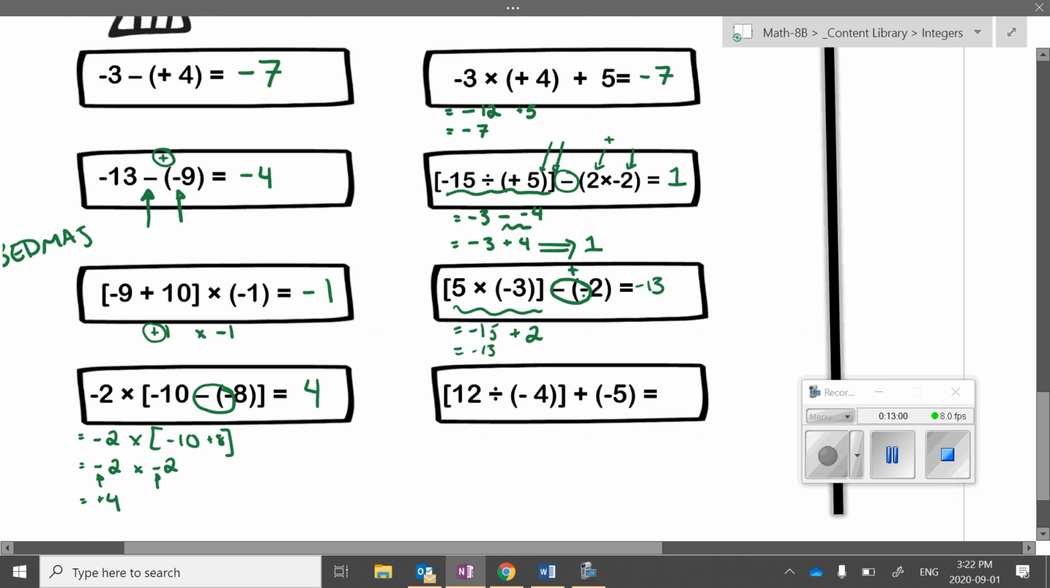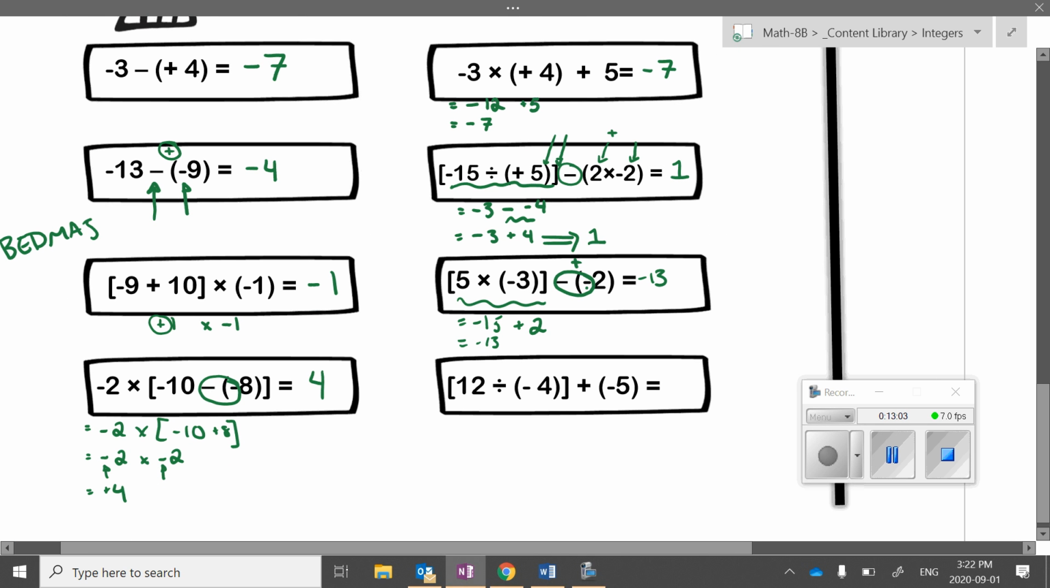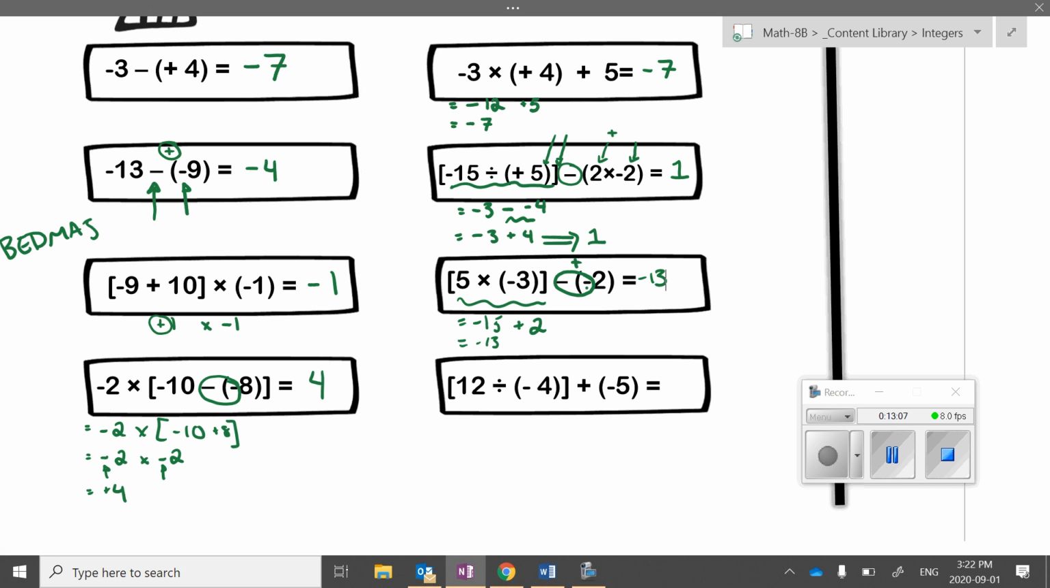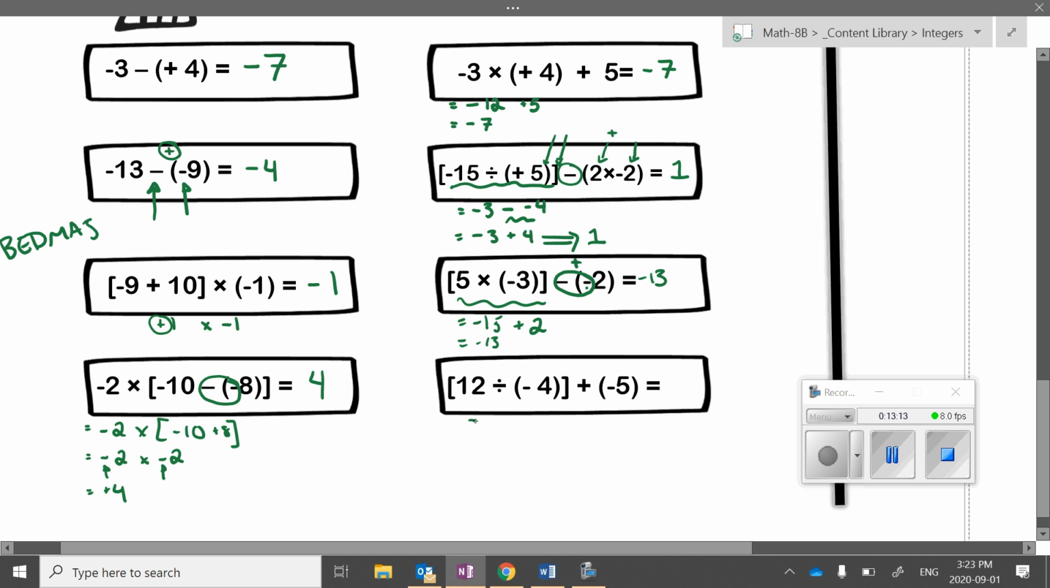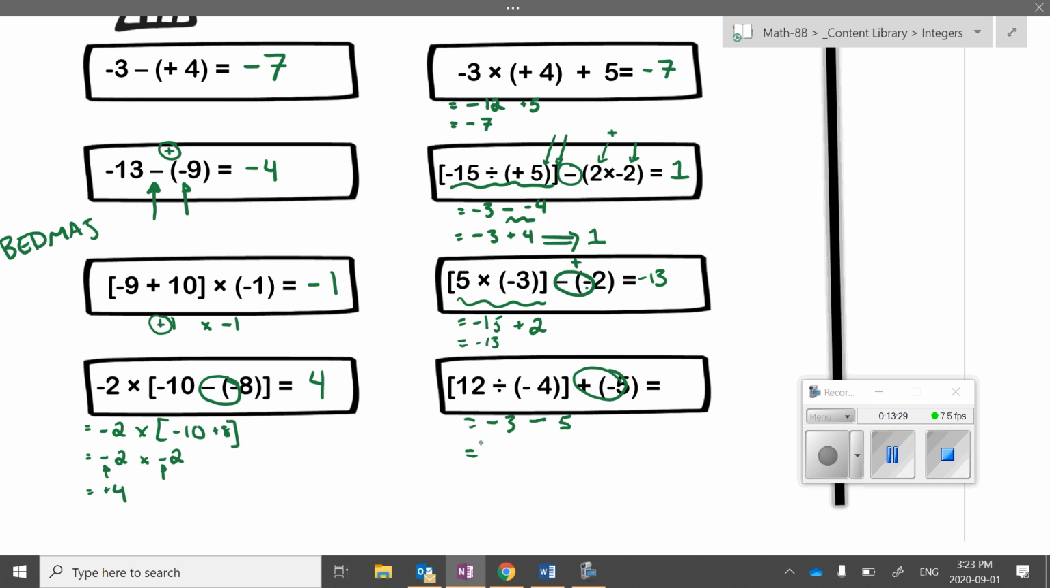Okay. Our last one. Without negatives, what is 12 divided by 4? 3. 12 was positive, 4 was negative. Makes it overall negative, so I get a -3. Plus -5, two different signs, so I'm subtracting. So my temperature is 3 degrees below 0. It's getting colder 5 degrees. Overall, what's my temperature? -8.